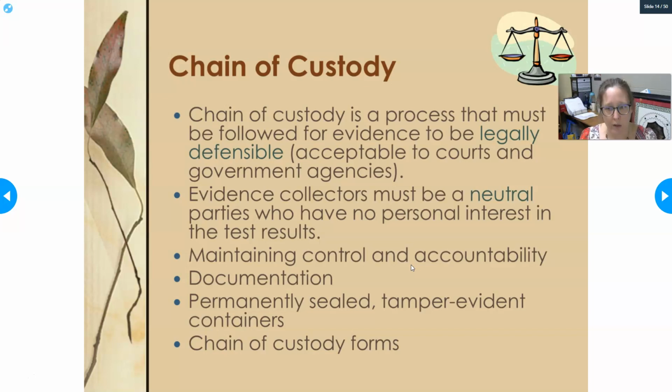But if you are in a facility or working for an agency that does legal drug testing, then you have to abide by the chain of custody rules. And so evidence collectors have to be a neutral party, so you can't be related to or know the person that's giving the sample. You have to have no personal interest in the test results, right? And the whole chain of custody maintains control and accountability.